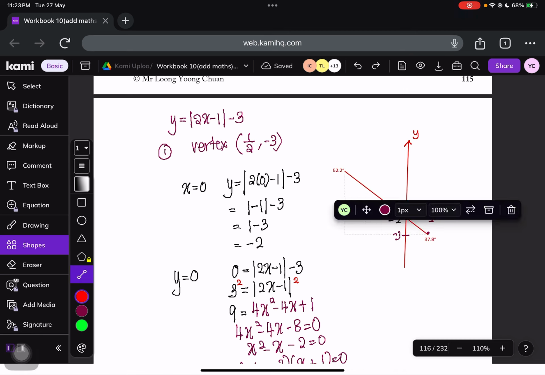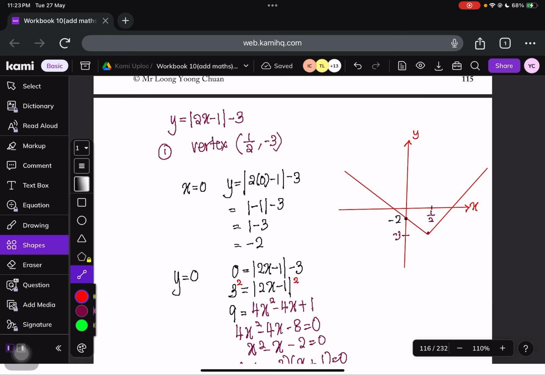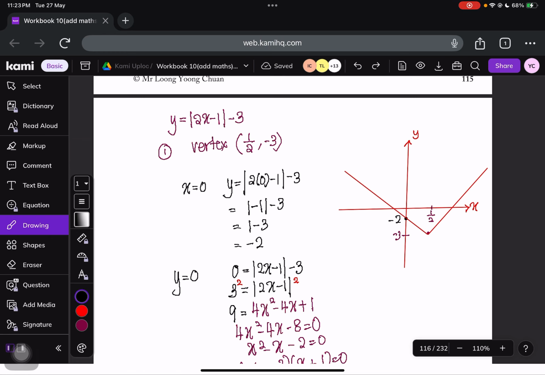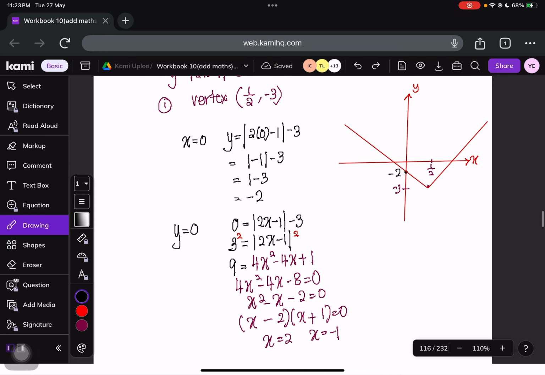It will cross negative 2, and the other intercepts are somewhere around here. This is negative 1. This is 2. So this is your graph.